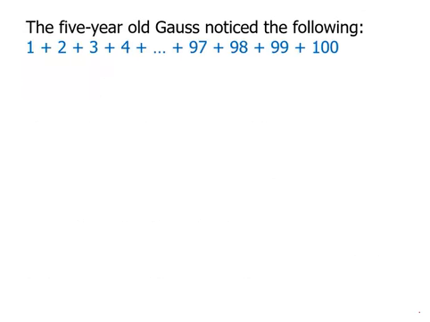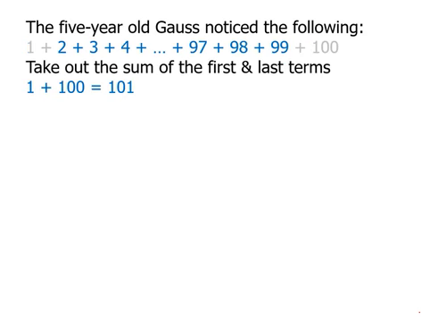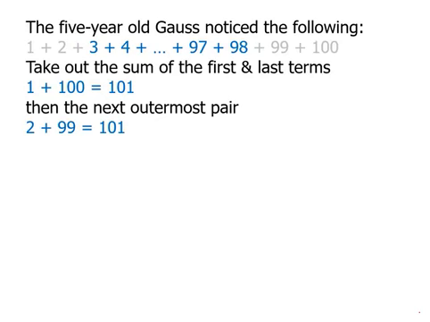Well, the 5-year-old Gauss noticed the following. Suppose we have all the numbers from 1 to 100 added up. Take off the first and the last. 1 plus 100, that's 101. Now take off the next pair remaining from the beginning and the end. 2 and 99, they also add up to 101. Then the next pair, 3 and 98, they also add up to 101.